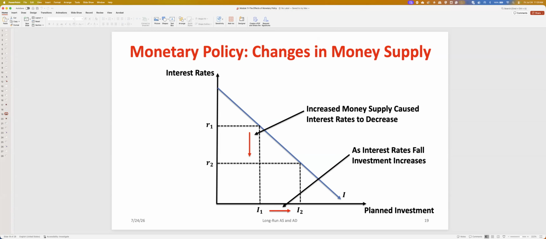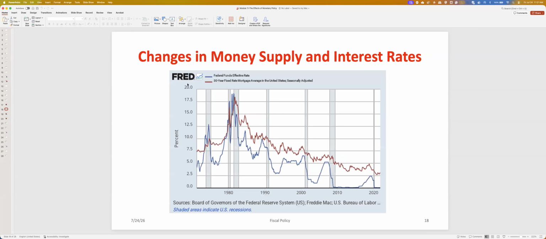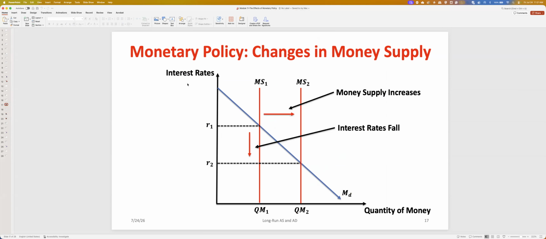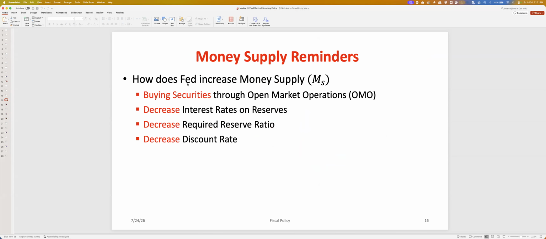All right. Okay. So we started thinking about not fiscal policy from the government, but what the Fed can do in terms of monetary policy. Right? So we started thinking about there's these impacts from money supply shifts or from money demand shifts. We said, what impacts money supply? These are the actions that the Fed can take. They can buy or sell securities. They can decrease or increase interest rates, discount rates on reserves, or that required reserve ratio.